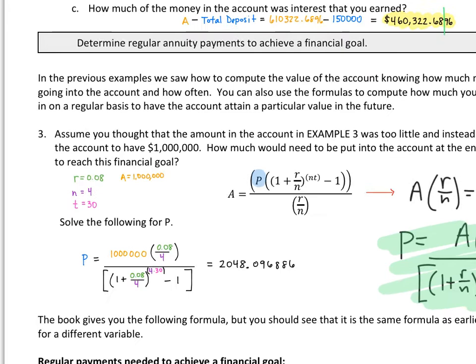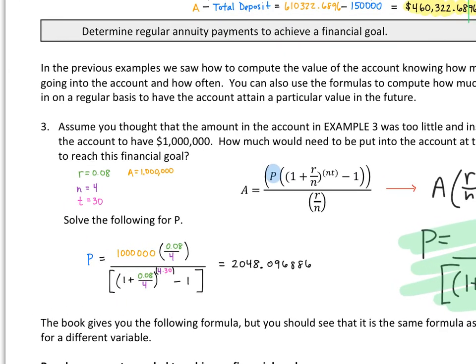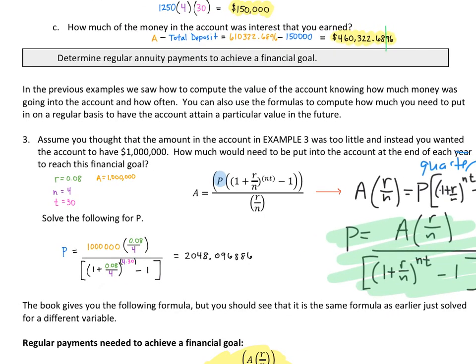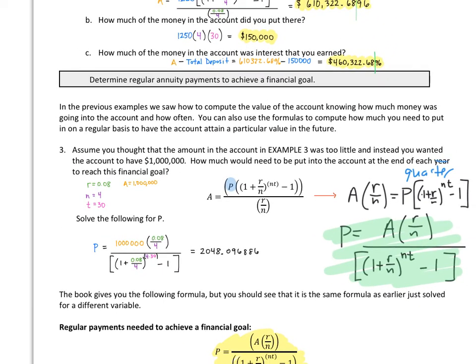Now we go through and find what we should deposit each quarter. We're still using the same information. R is 0.08, N is 4, T is 30, but this time my future value I want to be $1 million. So we're using that formula that we just manipulated to find what that payment each quarter should be. We're plugging in A times R over N, all over the quantity 1 plus R over N to the NT minus 1. Use parentheses again.